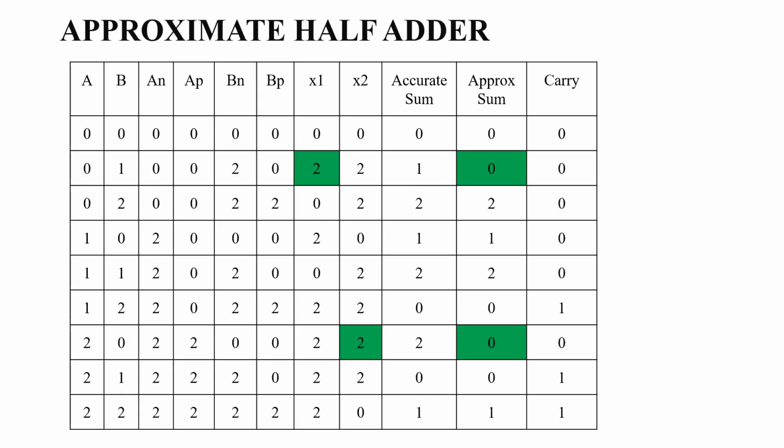This is the approximate half adder truth table, where firstly we have converted our inputs A and B to 2-level logic using NTI and PTI inverters respectively, giving AN, AP and BN, BP. Based on these terms we have formulated equations for x1 and x2, and we have placed certain errors in these particular green blocks in x1 and x2. Two cases have been approximated in this approximate half adder, and the carry is the same as the accurate adder.